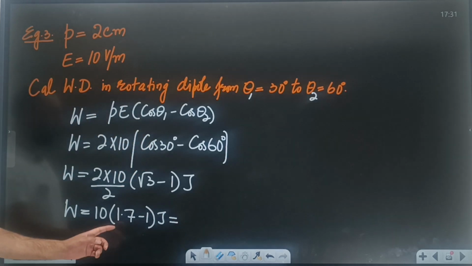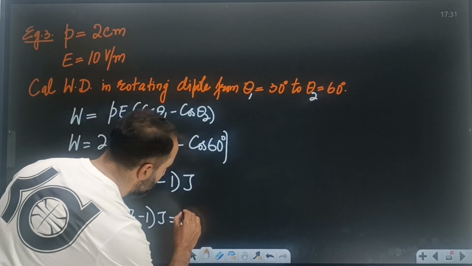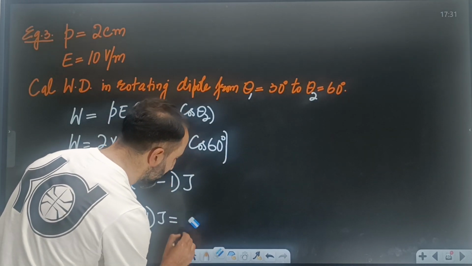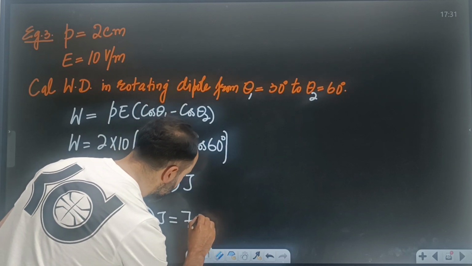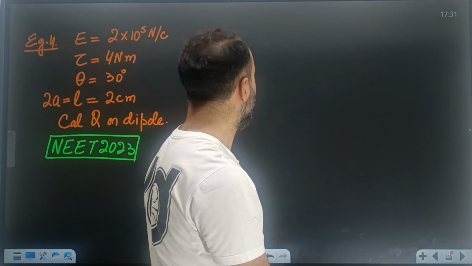Now see that 1.7 minus 1 is 0.7. 0.7 into 10 is 7 joule. So the answer will be 7 joule. So the work done is what? That is 7 joule will be the work done on the dipole. All right. आगे चलते बेटा.